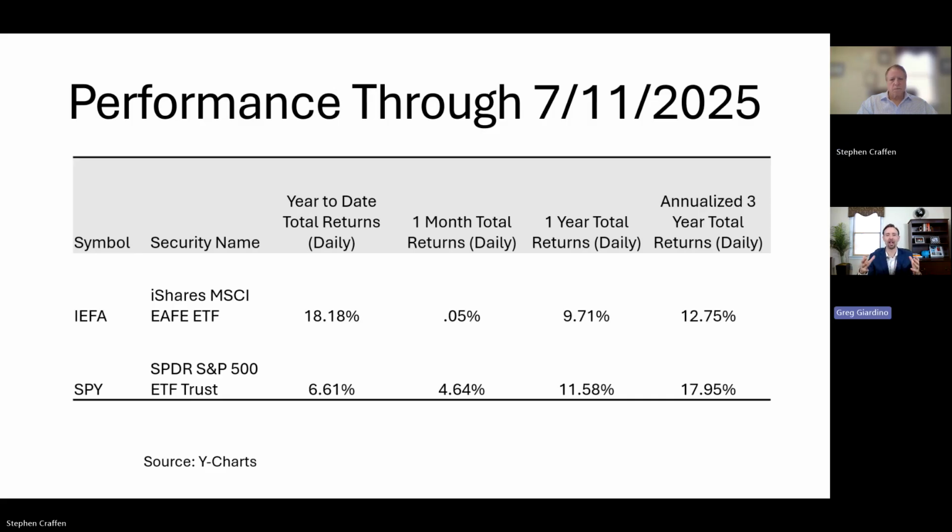Yes, international's doing well because the dollar is down. I think it's the lowest it's been since 2022. But I think you need to find a sweet spot on how much international you want to have inside your portfolio and have the discipline to stick to it. So, once again, 2025 has been a very banner year for international so far.